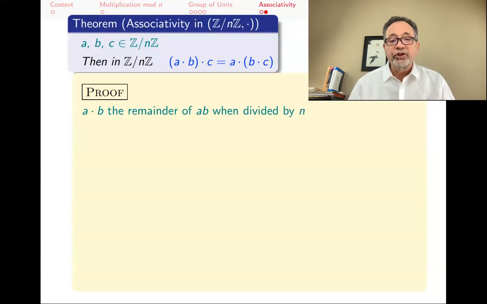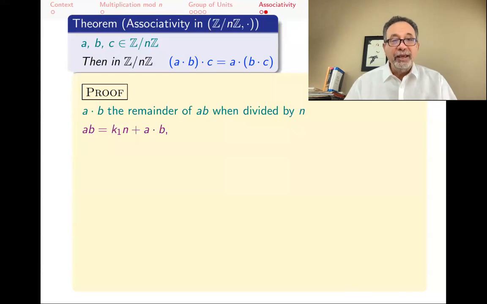Here's the proof. For the duration of this proof, there's a difference between a dot b and ab. ab is when you take two numbers and multiply them, the normal thing you learned in 3rd grade. But a dot b is going to be the product in Z mod nZ, the remainder of ab when you divide by n. When I say remainder, I mean a non-negative number less than n.